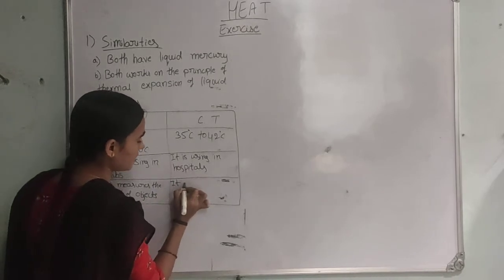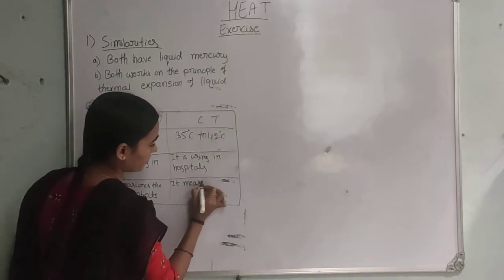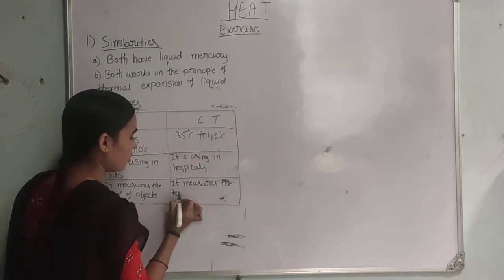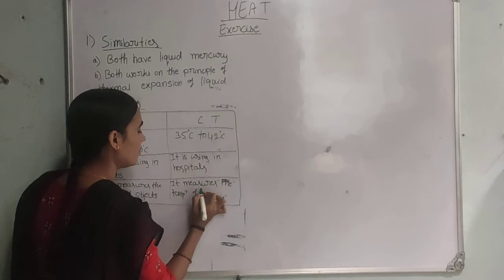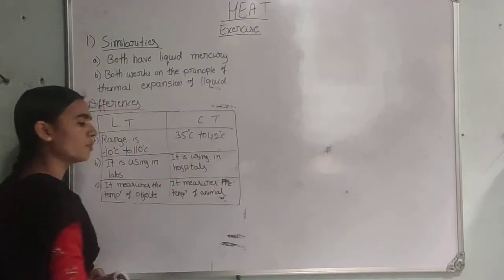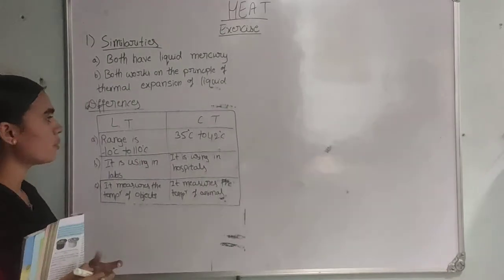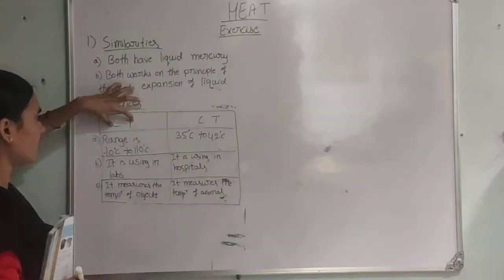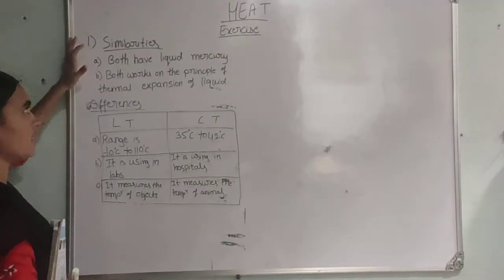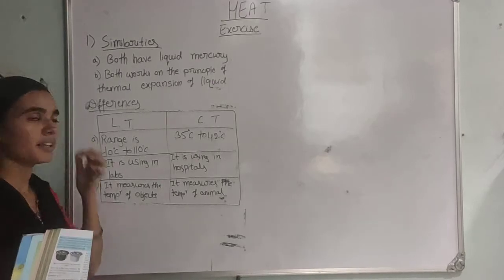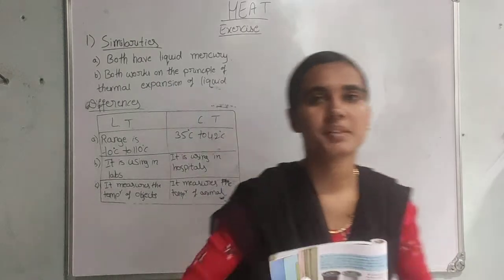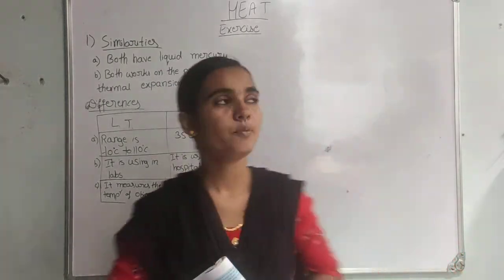The clinical thermometer measures the temperature of human beings or animals. You can write any animal, because human is also one of the animals. So these are the main three differences between the laboratory thermometer and clinical thermometer, and these two are the similarities between them. I hope all have understood the similarities and the differences between the laboratory thermometer and clinical thermometer.